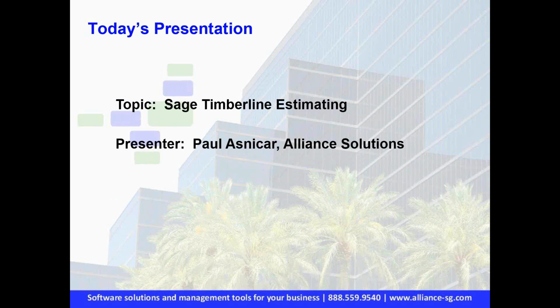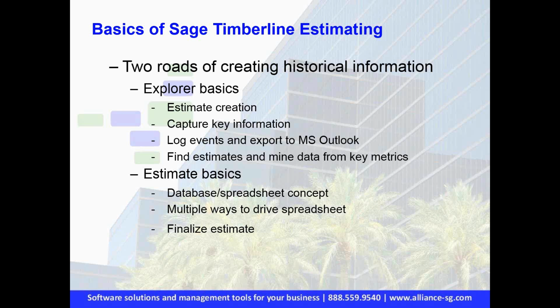The topic today is the core Sage Timberline estimating. I'm breaking the core estimating into three parts. The first part is what we call our Explorer basics. Then we get into the estimating basics. The third part is how we work with other applications, and how Sage estimating drives data and also pulls data from different apps. The basic premise of our core estimating applications is that we look at history as being made in two different directions.